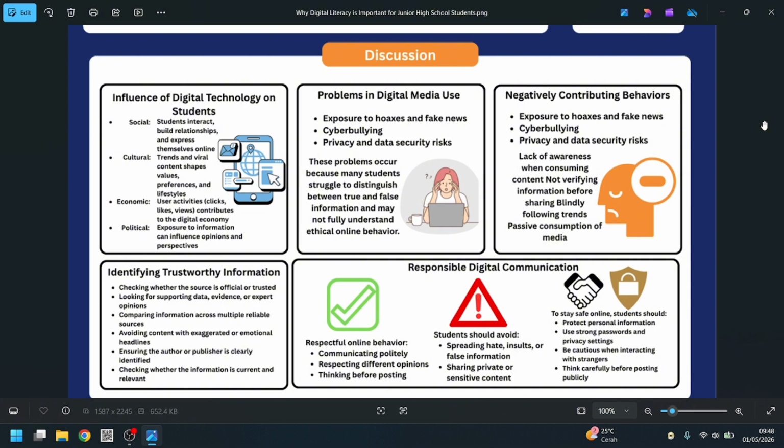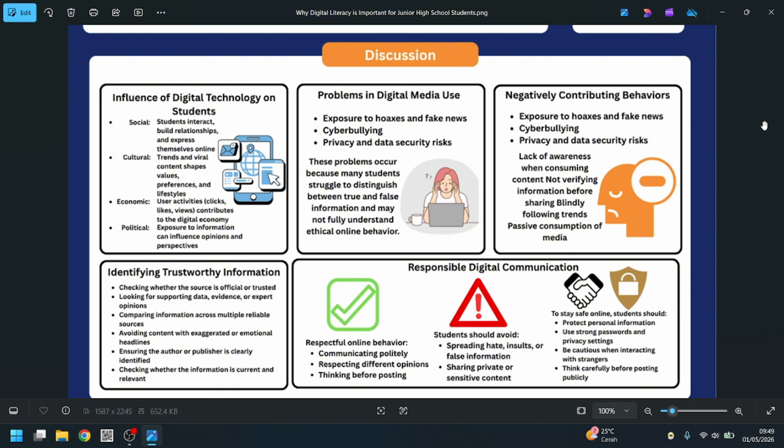Next up are the problems in digital media use: exposure to hoaxes, fake news, cyberbullying, and privacy and data security risks. This problem occurs because so many students struggle to distinguish between true and false information and may not fully understand ethical online behavior. I'm not saying every news out there is fake, but there are some that may be, in fact, very impactful to someone's mindset or the way someone thinks.